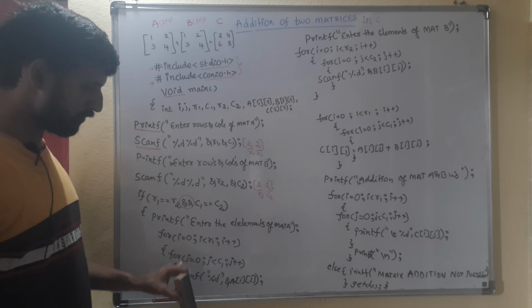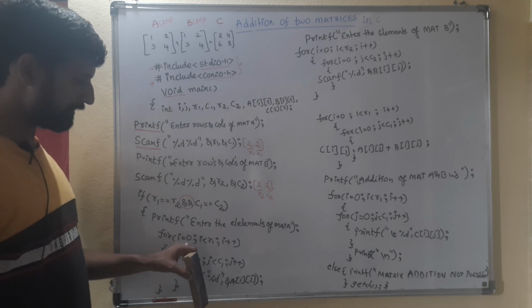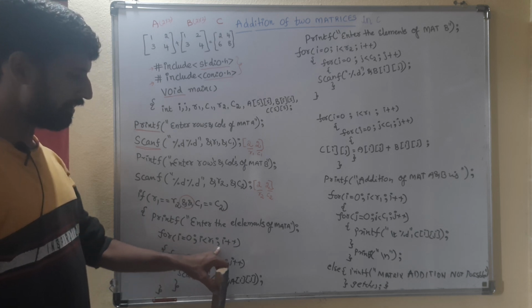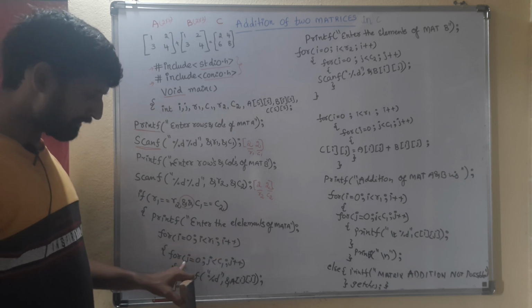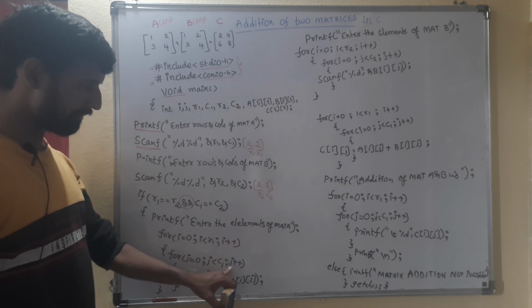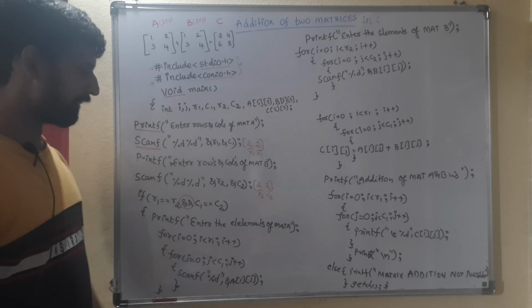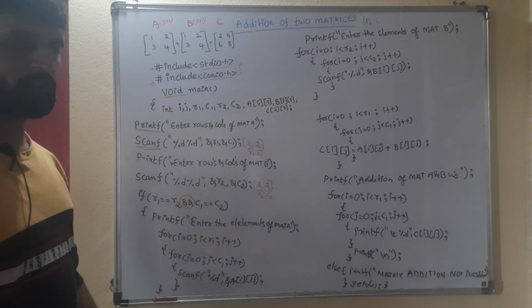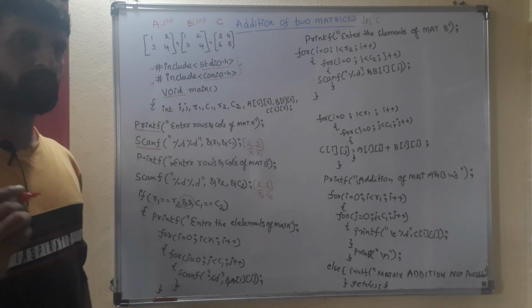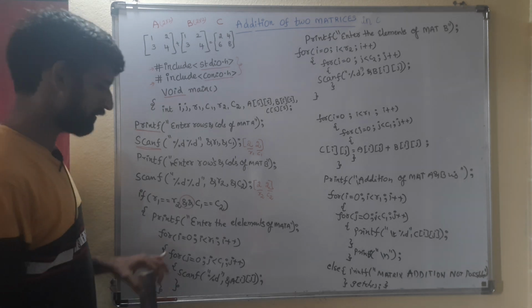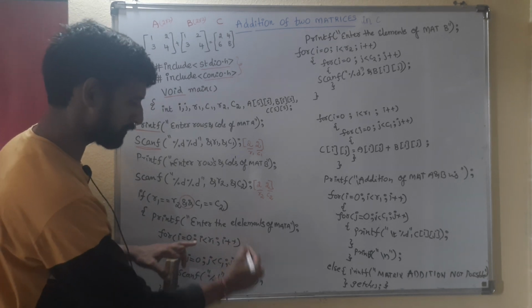So we are going to use two for loops. What is this? For i is equal to 0, i less than R1, i plus plus. For j is equal to 0, j less than C1, j plus plus. So we are going to read the first matrix. Suppose in a 2 by 2 matrix, we are going to have 2 rows and 2 columns. So let me explain this code here.